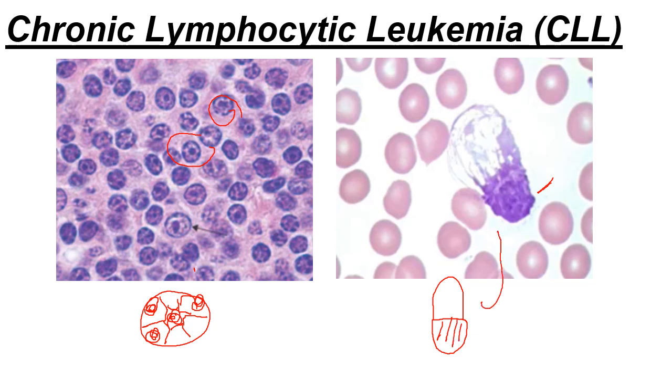So, kamukha niya halos. Nagkakaroon ng smudge cell kasi mga lymphocyte in CLL are very weak. No? Madali silang masira during staining methods. So, during right staining, nadidisintegrate sila agad-agad. So, ito yung tinatawag natin smudge na lymphocyte.